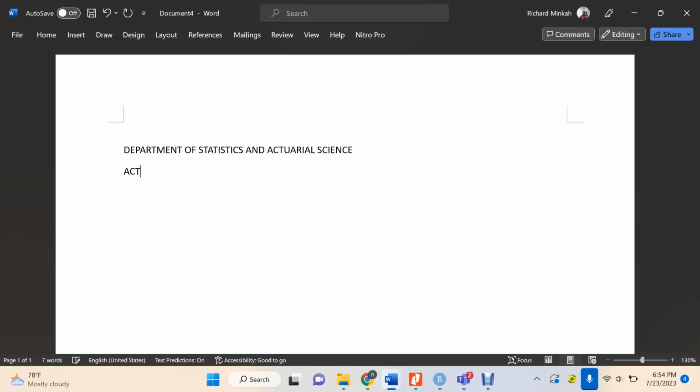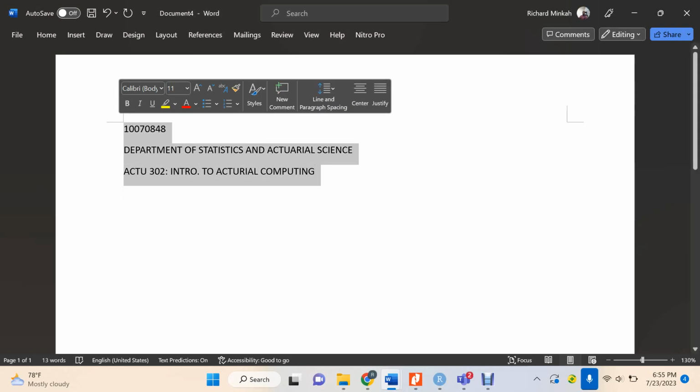So Actuarial, what is it? Act two. You write, let's say, your ID number. So let me say your ID number is this, boldly written, and then maybe ACTU302, intro to actuarial computing. Please, some did not even write their ID numbers. So if I see that, I deduct 2 marks, because then you give me problems.